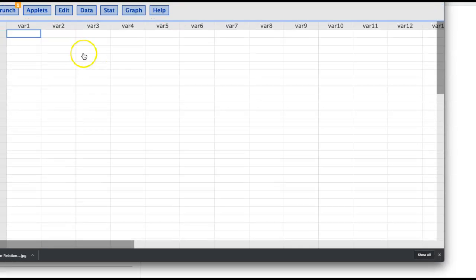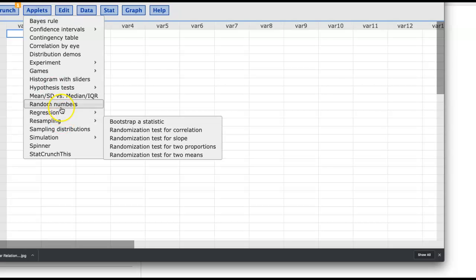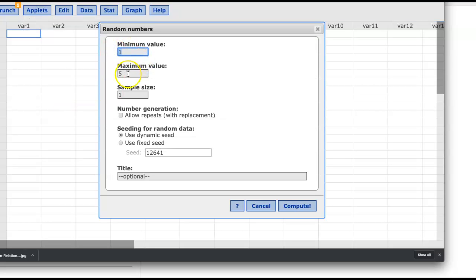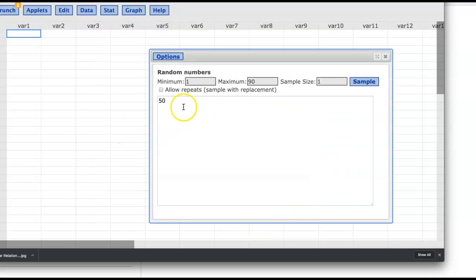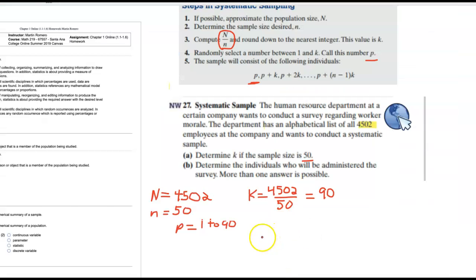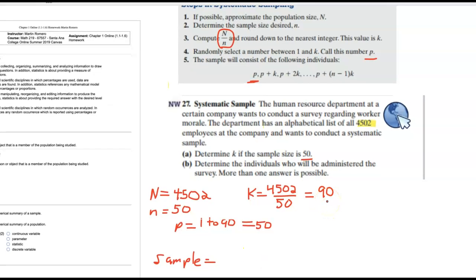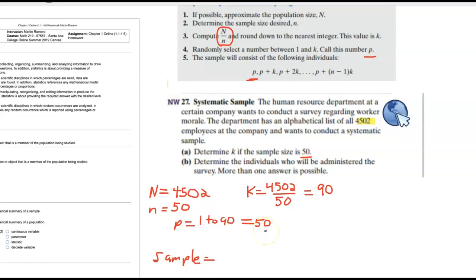StatCrunch has one. We have StatCrunch open, random numbers, and we want a number from 1 to 90. We just need one, compute, and so 50 is our value there. It just happens that P is equal to 50 also. Again, it just happened that that would be the value. So then our sample is going to come from choosing every 90th person starting at 50.